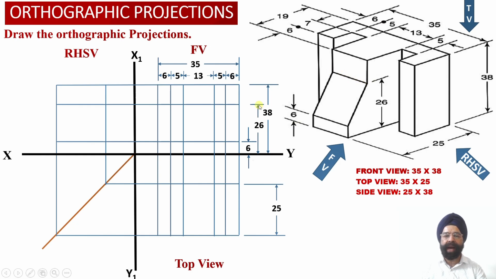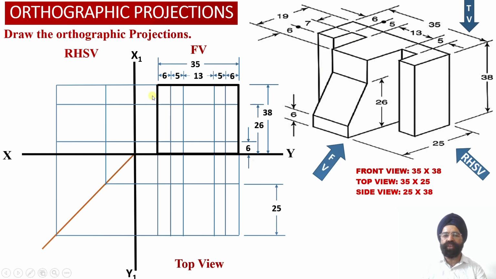So now we have marked a distance of 26 millimeter from the ground, and at that distance we have marked a horizontal projector line into the front view projections, and we have extended this horizontal projector line into the right hand side view projections over here. So now we can join different segments of this object which are visible to the observer.